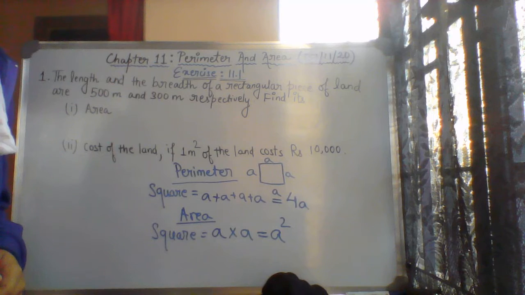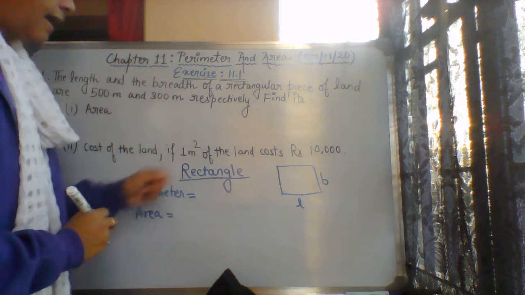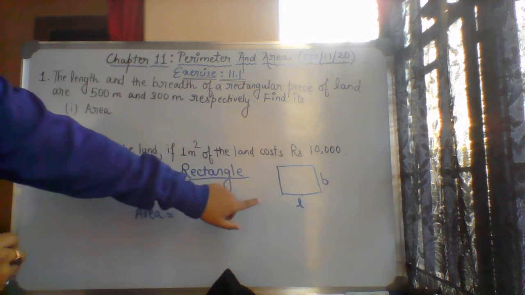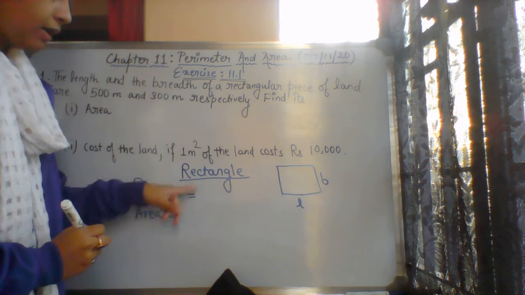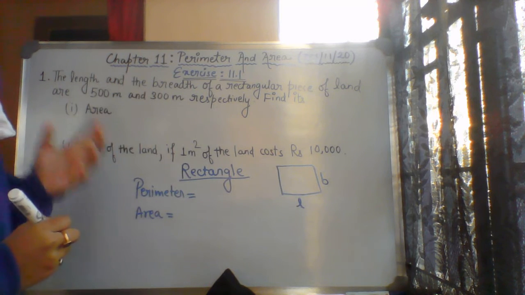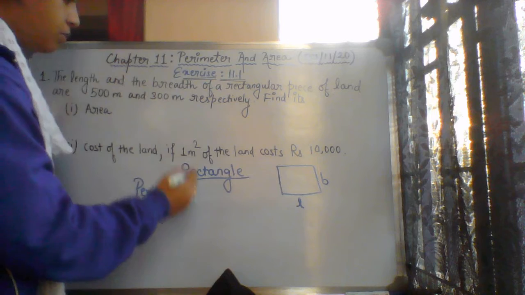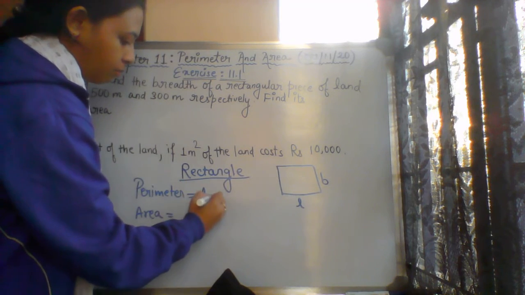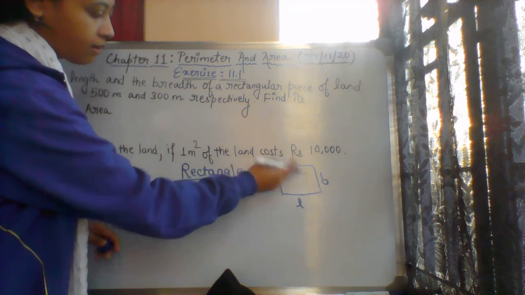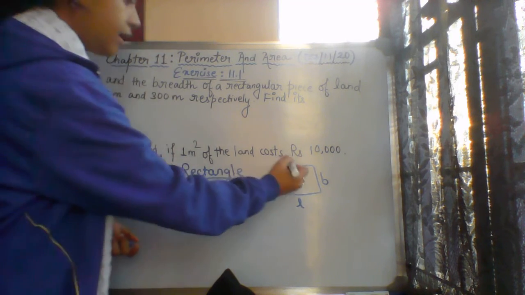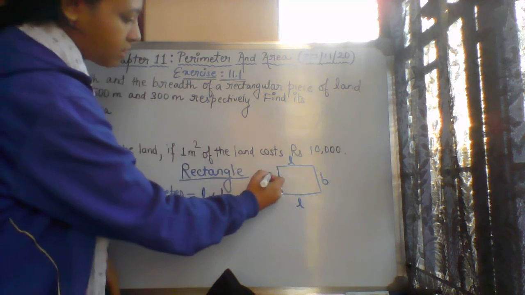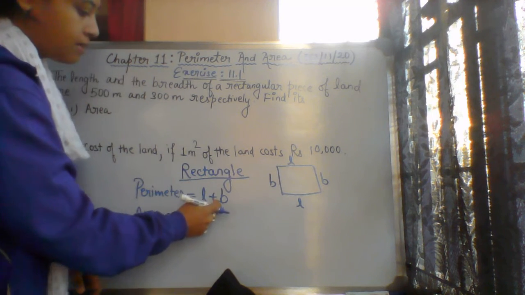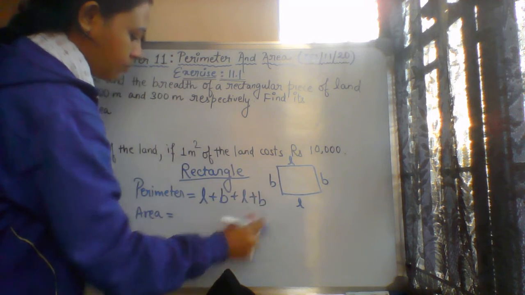Now we are going to talk a little about the rectangle. We are considering a rectangle with length L and breadth B. We are going to find the perimeter, so it's the boundary length. Length plus breadth, and opposite sides of a rectangle are equal, so this side is also L, and this side again becomes B. So L plus B plus L plus B. What will it come to?